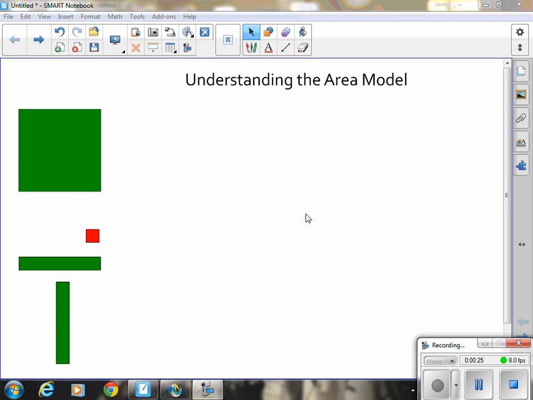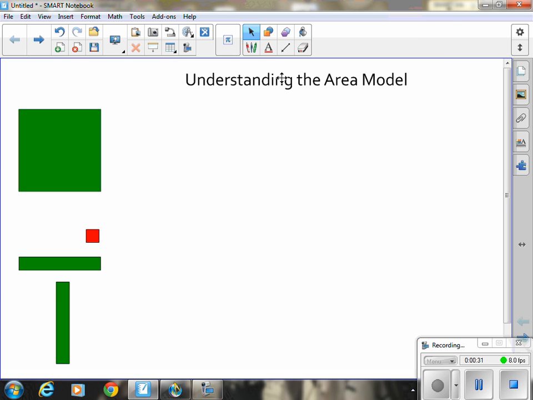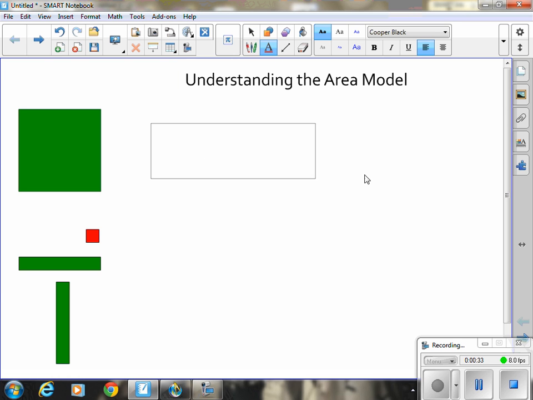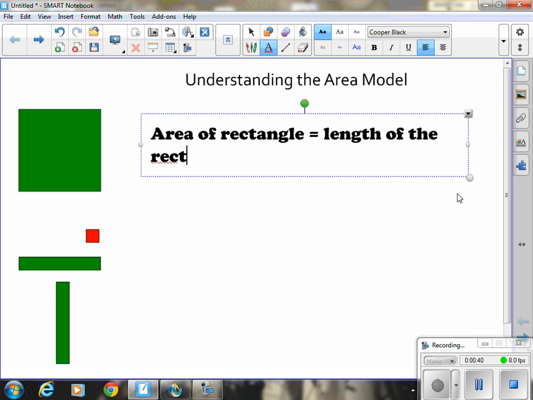The easiest way for us to understand this is to use an area model. We use an area model in terms of a rectangle. So we should all remember that to find the area of a rectangle, it's always equal to the length of the rectangle times the width of the rectangle.